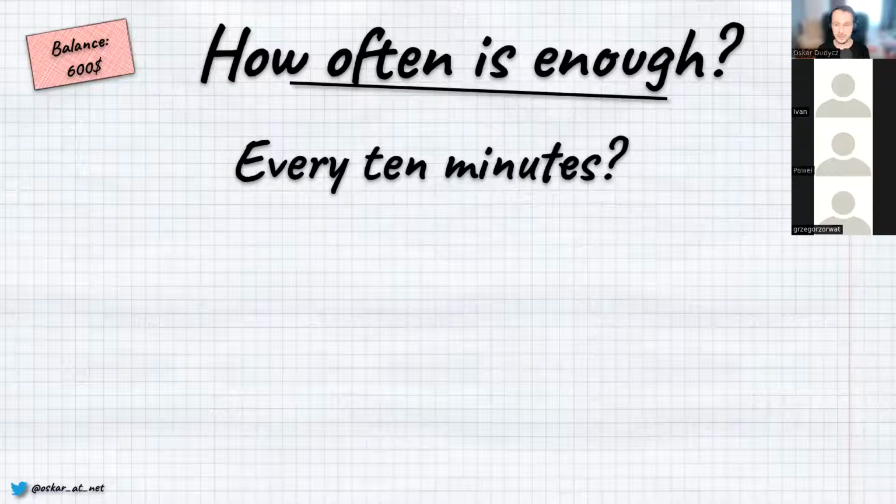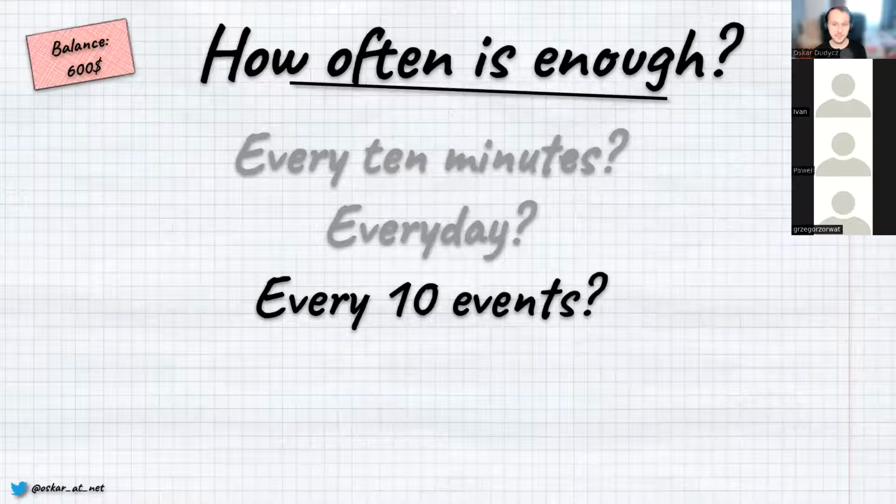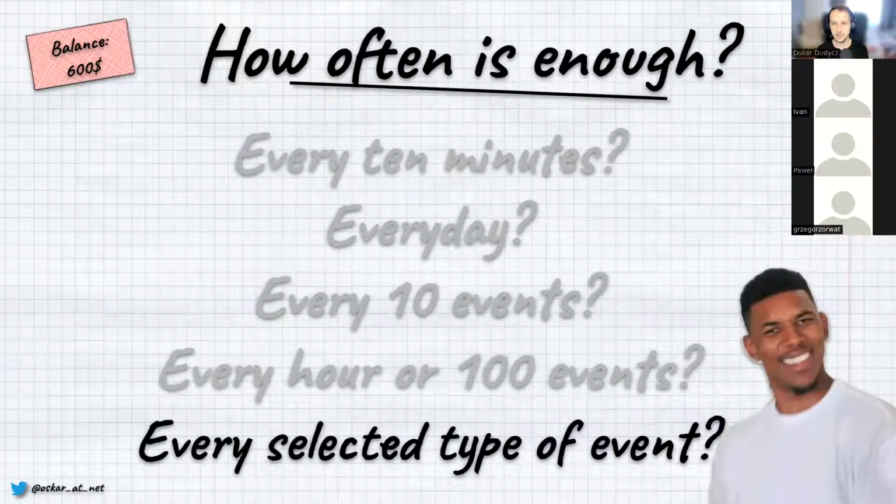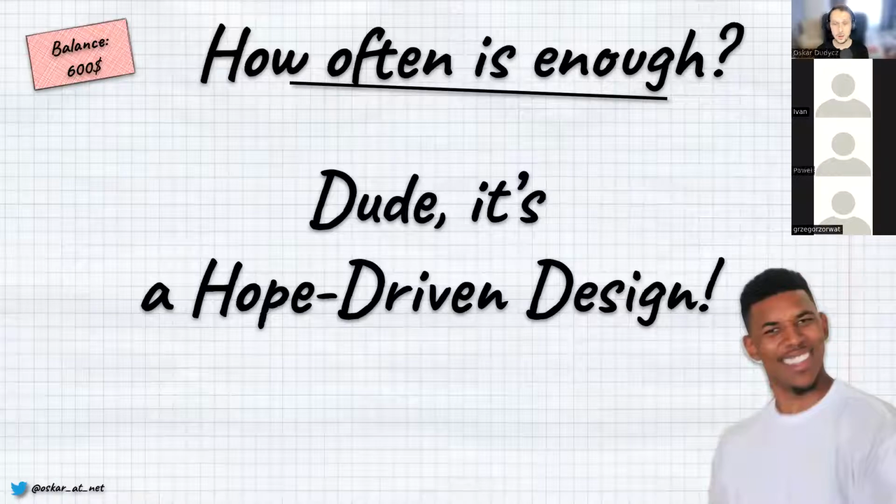But then the question arises: how often is enough to do the snapshot? Every 10 minutes, every day, every 10 events, every hour, or 100 events, or maybe every certain type of event? And the answer is that we don't know. We don't know what's the best time. We need to check that. And what's more, we might not even be able to define that for our system globally. We might need to think about that and check it for each type of our entity and our stream. And it's in fact hope-driven design.